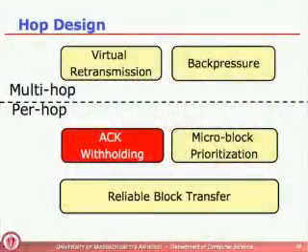So the next component is ACK withholding. The benefit here is that it significantly mitigates the hidden terminal problem. And again, like back pressure and virtual retransmission, the overhead comes for free once you have designed this per hop reliable transport protocol. The idea is somewhat similar to RTS and CTS, except RTS and CTS have their own problems.